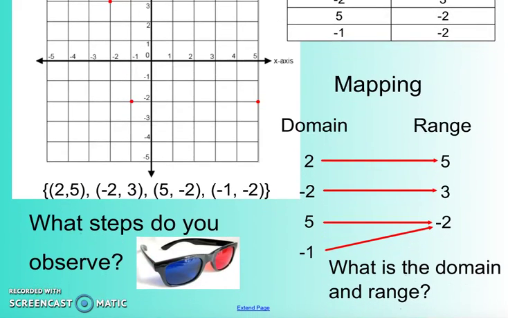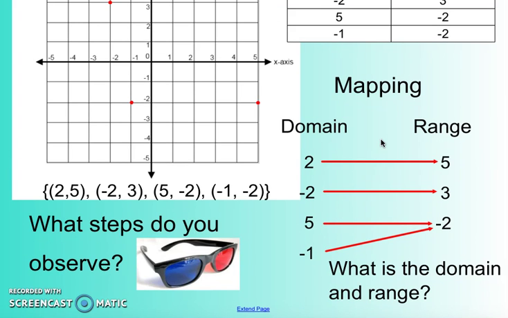And then the last way is mapping. Now look at mapping. What do you notice? Because this is probably new to you. Why are there arrows between numbers? Why are there 2 arrows going to the -2? Well, I noticed that there's an arrow between 2 and 5. And I know that there's an ordered pair that's 2, 5. And then there's an arrow between -2 and 3. And there's an ordered pair, -2, 3. So these arrows actually show how the x's and y's are connected.